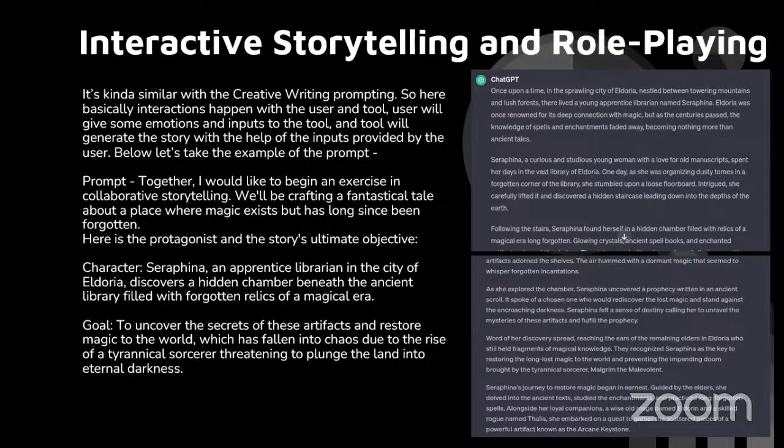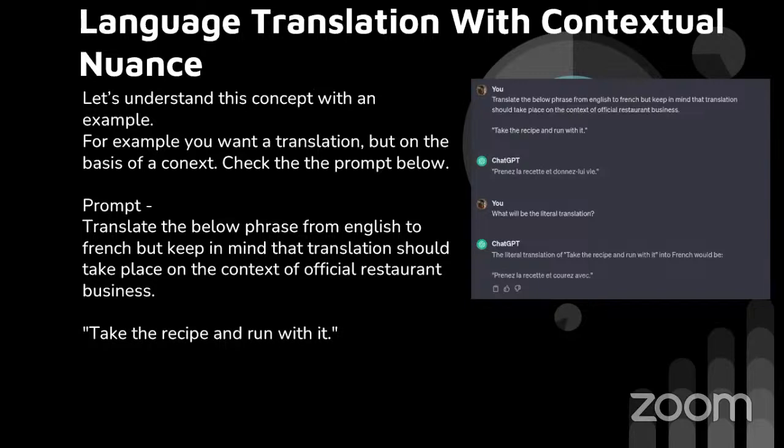So it says, once upon a time in the sprawling city of Eldoria, nestled between towering mountains and lush forests, there lived a young apprentice librarian named Serafina. Eldoria was once renowned for its deep connection with magic, but as the centuries passed, the knowledge of spells and enchantments faded away, becoming nothing more than ancient tales. So this is how it started. So it has picked up on the character of the protagonist, as well as the overall story, and it started writing literally a very interactive storytelling.